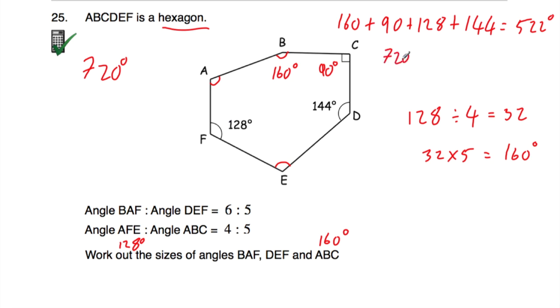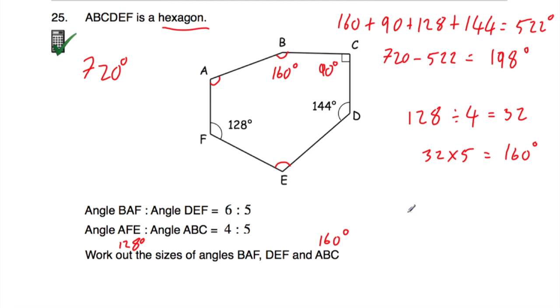So if we do 720 take away 522 degrees, that'll tell us what's left for these two angles. 720 take away 522 is 198 degrees. So there's 198 degrees for these two angles. We're told the ratio of angle BAF to angle DEF is 6 to 5. That's the 6 in the ratio and that's the 5 in the ratio. So if we share 198 in that ratio, we can find the size of the two angles.